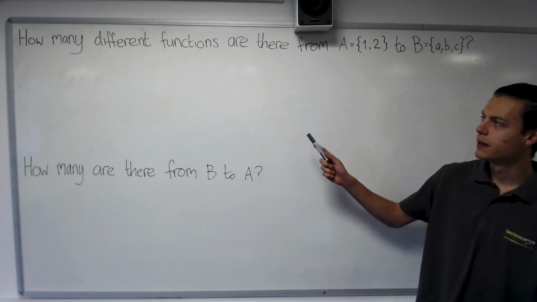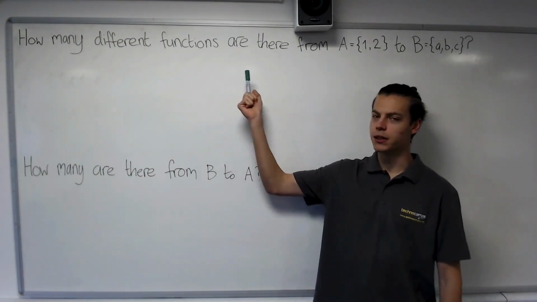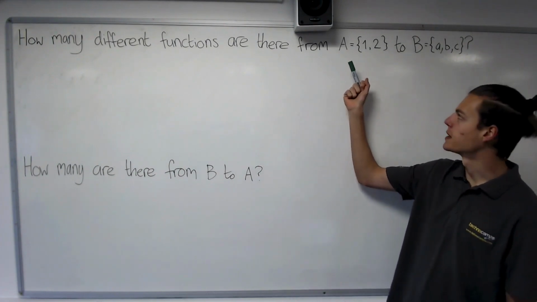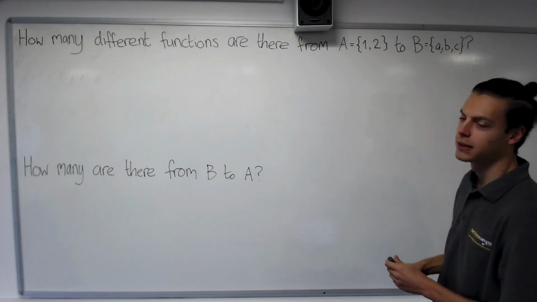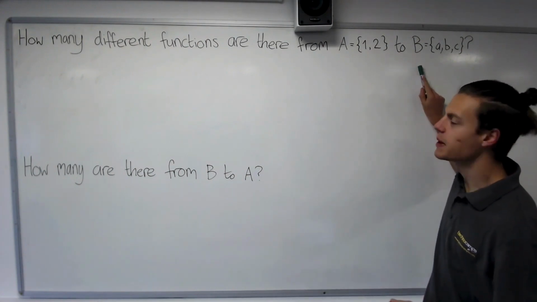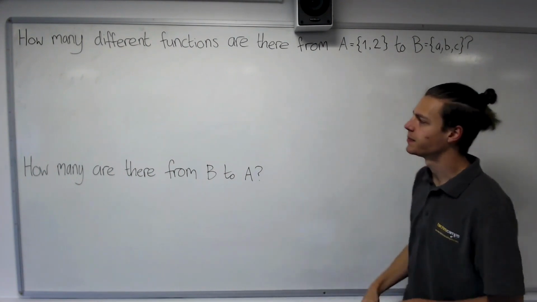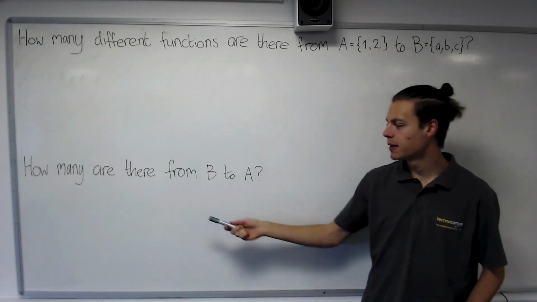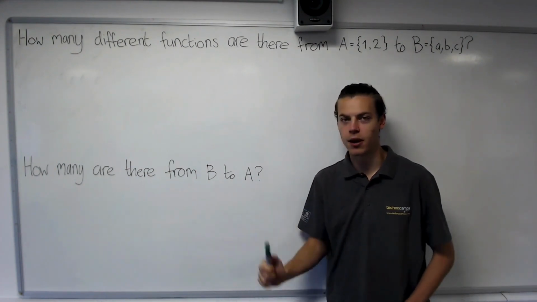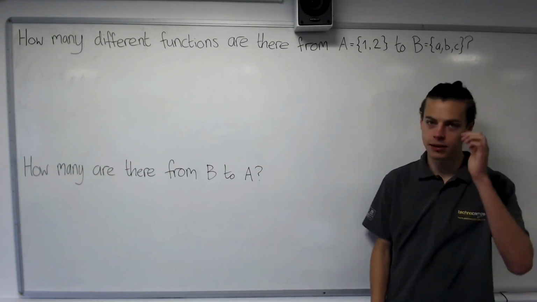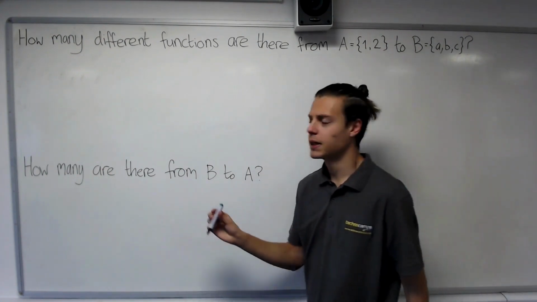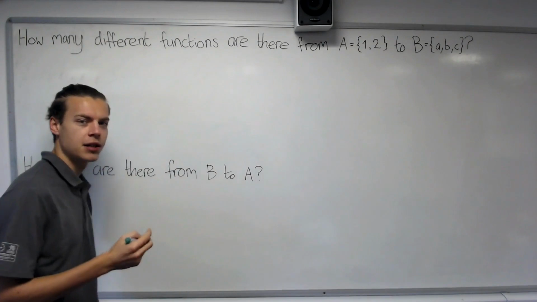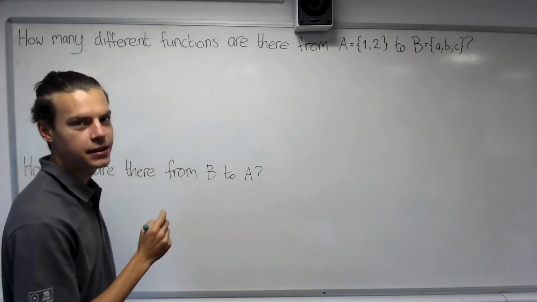So we want to find the number of different functions going from the set A, consisting of two elements 1, 2, to the set B, consisting of three elements A, B, C. Okay? And then the number of functions going the other way from B to A. So let's start with A to B. So consider a function f going from A to B.